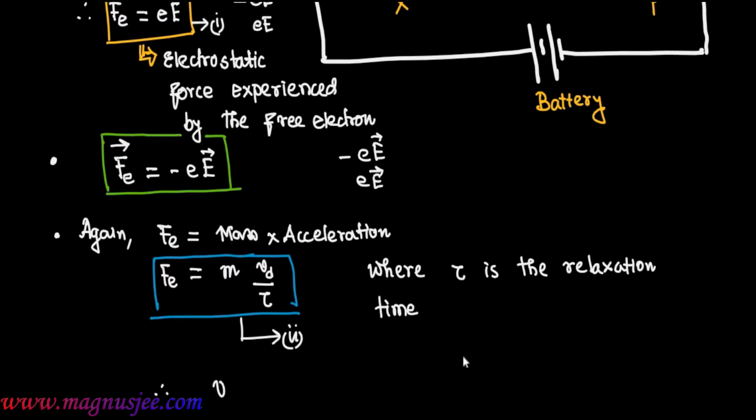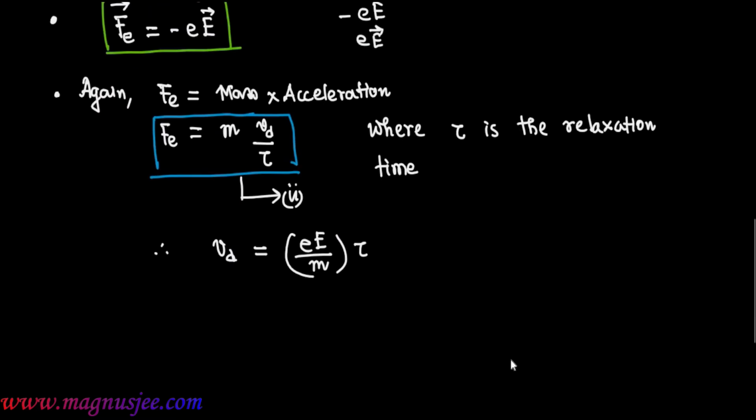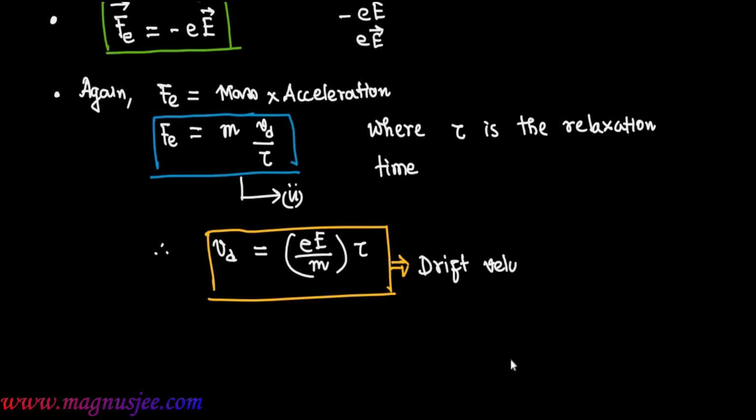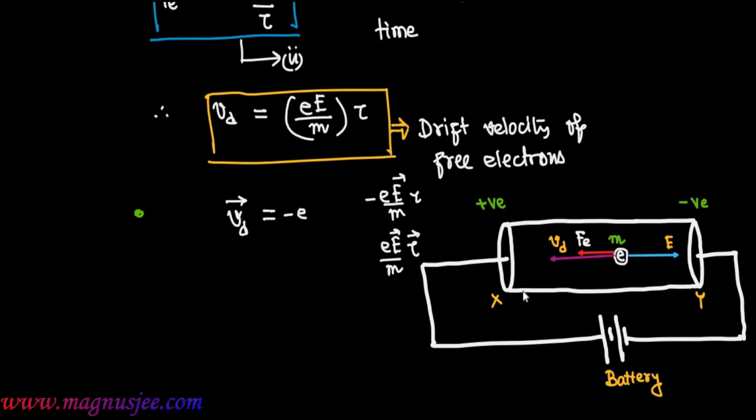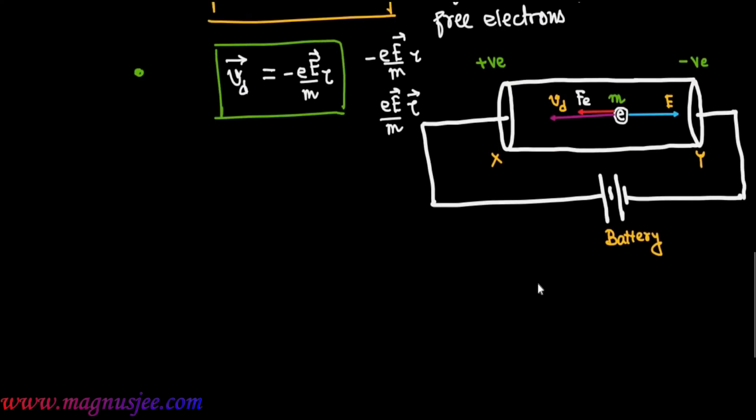Now we can denote equations 1 and 2. Fe is equal to eE, that was equation 1. Now Fe is equal to m Vd by tau, that is equation 2. If we compare equations 1 and 2, then we get Vd equal to eE by m, into tau, which is the drift velocity of the free electron. And what about the vector expression of drift velocity? Vector Vd equals minus e vector E by m into tau.